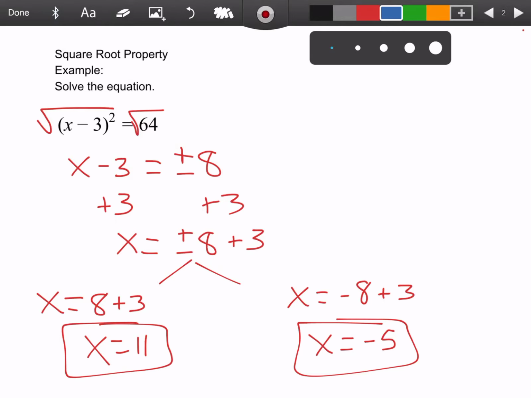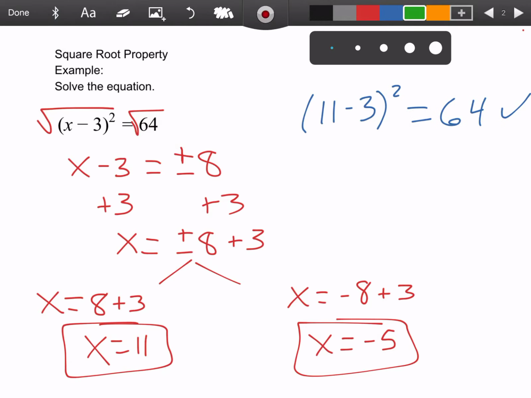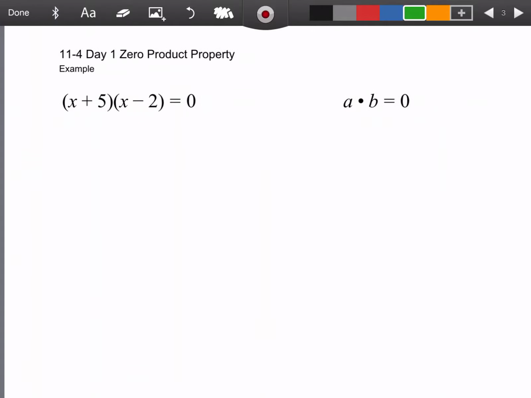I'm not going to do this every time, but I want to show you how this works. If we plug 11 back in, we have 11 minus 3, that would be 8. 8 squared is 64, so we know that works. If we plug in our other answer, we have negative 5 minus 3 squared. Negative 5 minus 3 is a negative 8. Negative 8 squared would be a positive 64. That means that works too. So both of these answers work, and we'll get into what these answers actually represent when it comes to a parabola in a later lesson, but here we're just solving for x in these equations.